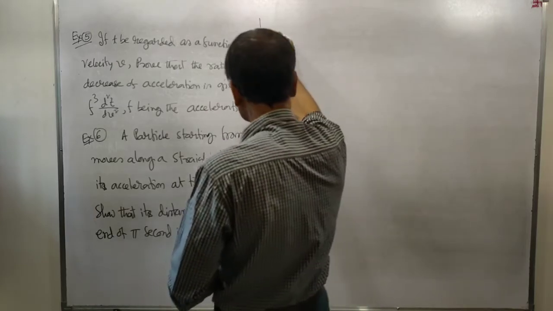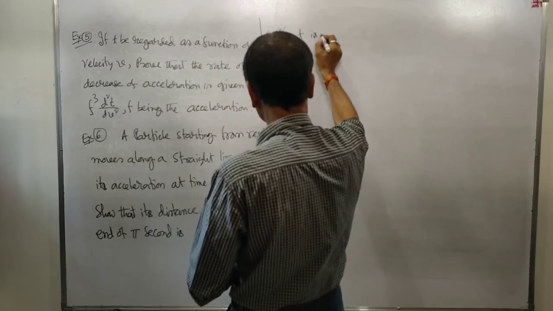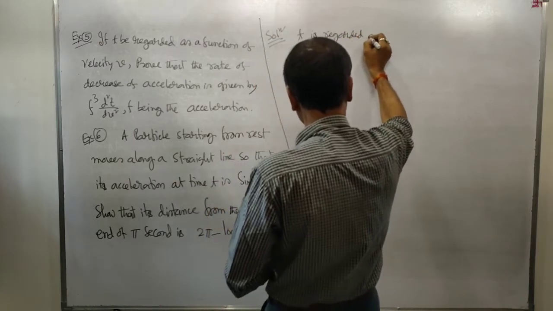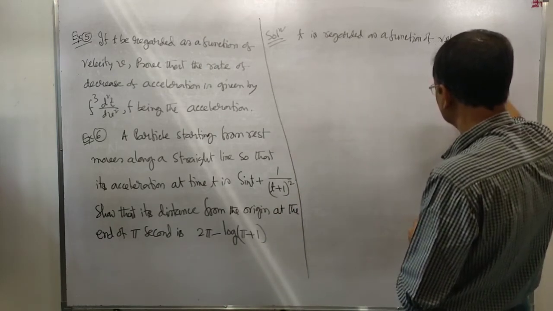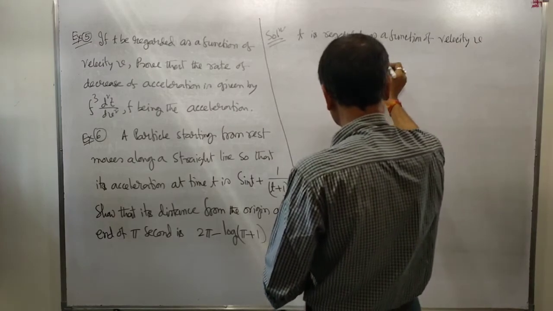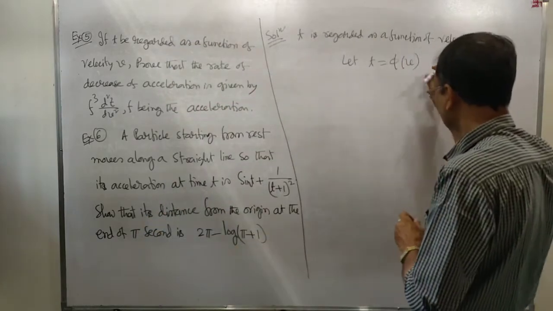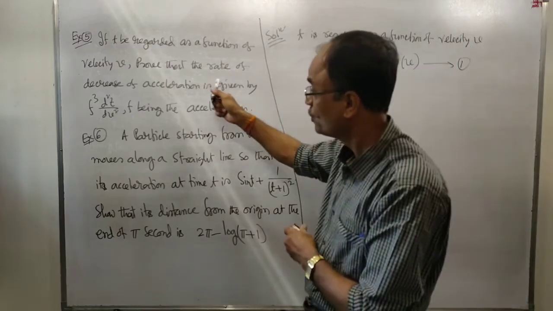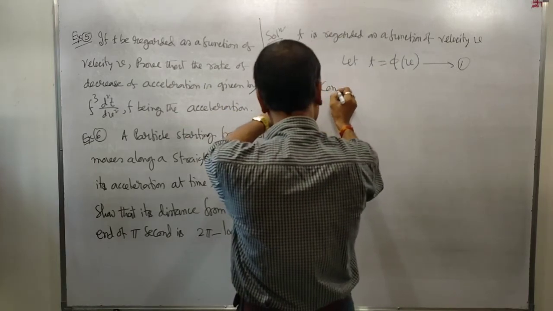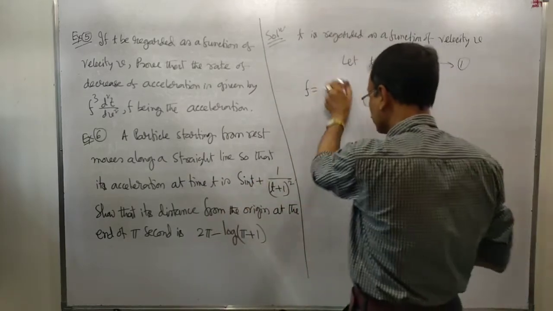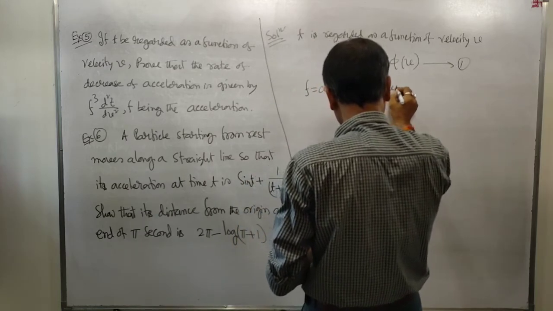Let us see. t is regarded as a function of velocity v. Let t equal to phi of v, t be a function of velocity v. This is number one. Also, f is equal to acceleration, it is given.